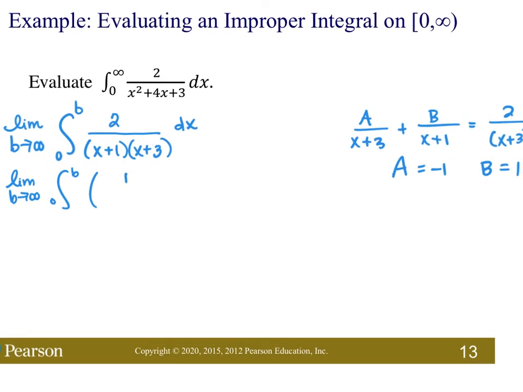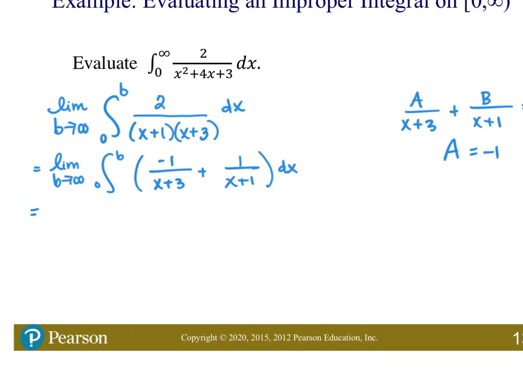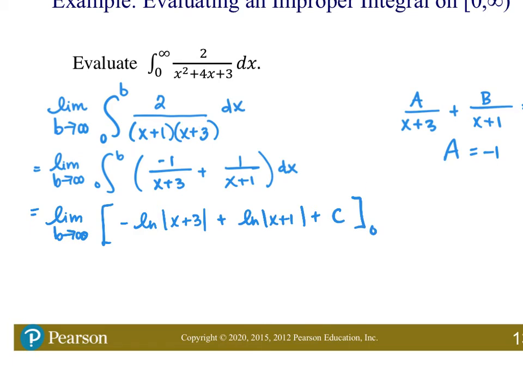So negative 1 over x plus 3 and positive 1 over x plus 1 dx. All right, so our antiderivatives here: the negative natural log of the absolute value of x plus 3 plus the positive natural log of the absolute value of x plus 1, plus C, evaluated from 0 to b.